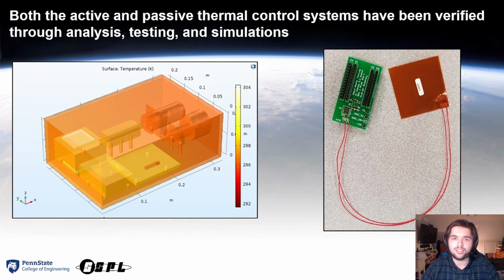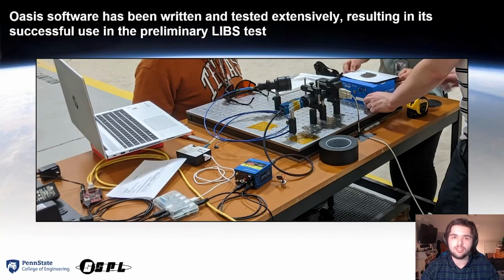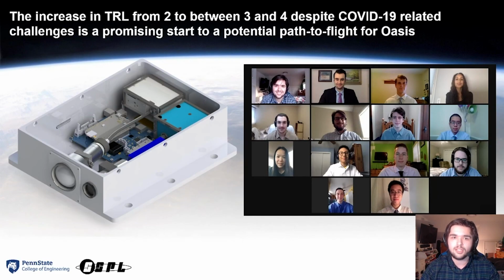Testing and simulation work indicates that the payload is able to maintain operable component temperatures during standby and firing states, and that spectrometer readings are negligibly affected by expected temperature variance. OASIS software has been written and tested extensively, resulting in its successful use during the preliminary LIBS test. This software gives the flight computer full and reliable control of the laser and spectrometer, and the ability to transmit data to and receive commands from an external source. The increase in TRL from 2 to between 3 and 4, despite COVID-19 related challenges, is a promising start to a potential path to flight for OASIS.